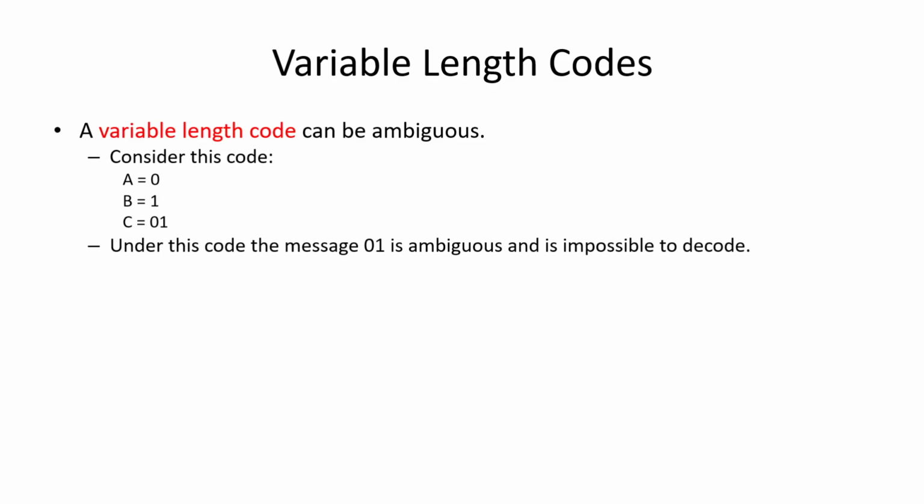One problem with variable length codes is that they can be ambiguous. And again, this is a problem with decoding. So let's take a look at this variable length code here, where A is encoded as 0, B is encoded as 1, and C is encoded as 01. Now imagine receiving the message 01. This message is ambiguous in the sense that it could encode the message AB, or it could encode the message C. And so it's ambiguous because we don't know which one it is, and therefore it's impossible to decode.